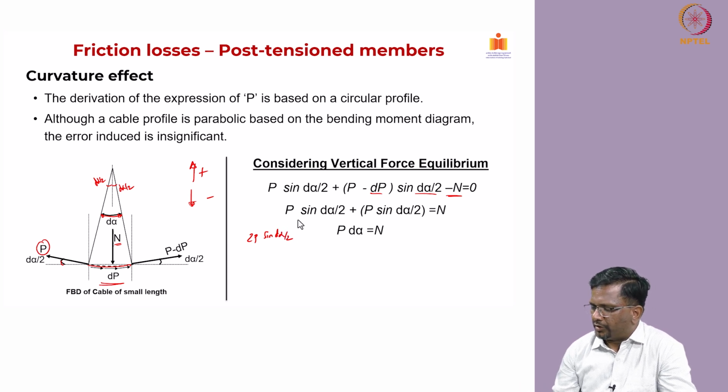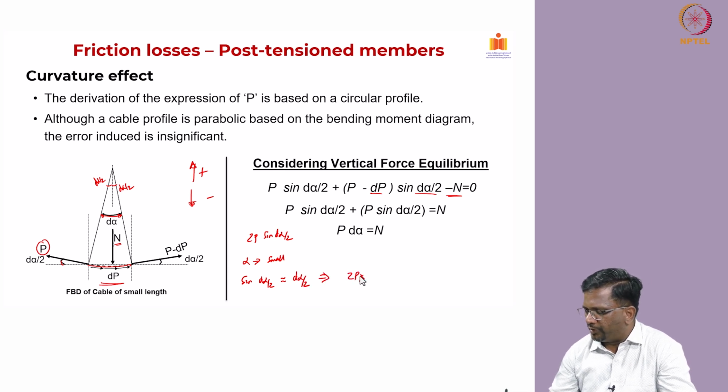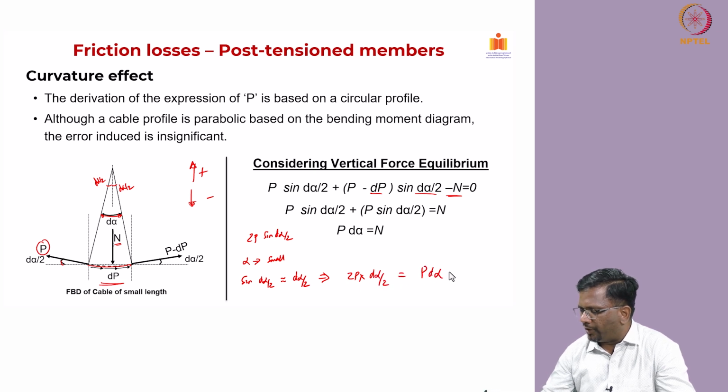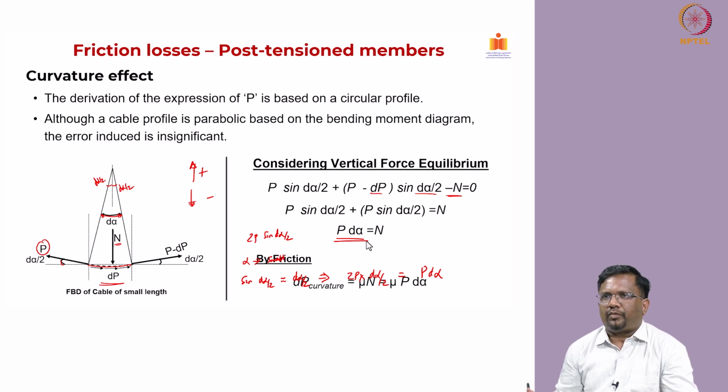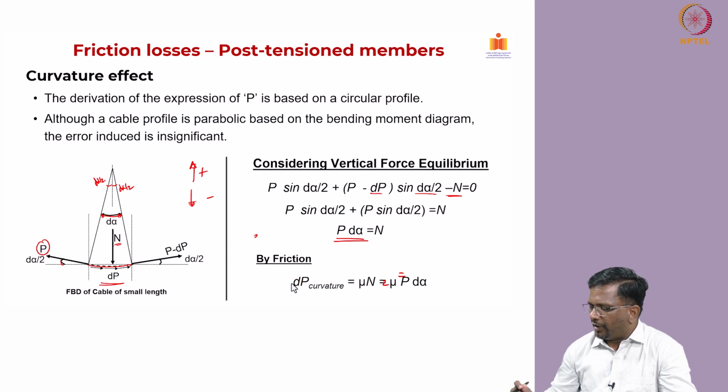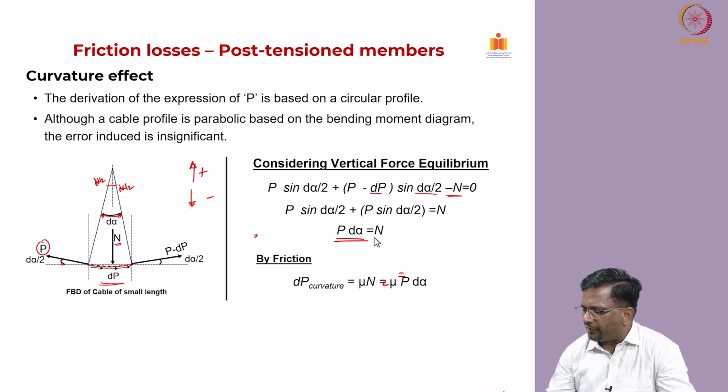So, when the angle is small, sin dα/2 can be approximated as dα/2. So, you will find that this is basically 2P into dα/2, which is nothing but P into dα. So, that is what we have here, right, which is equal to N. Okay. So, now we have established a relationship between N and the dα.